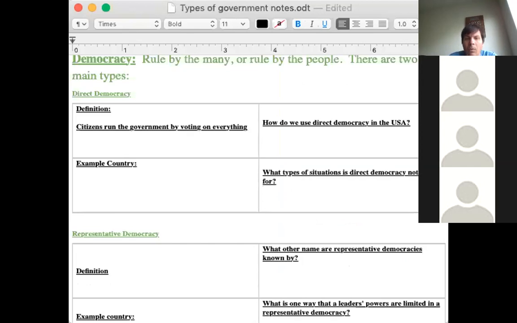It says, what types of situations is direct democracy not suited for? When do you think letting the citizens argue amongst themselves and vote would maybe not be the best idea? Like whether to go to war with a country or something. Okay, that's a great example. How about what's going on right now with coronavirus? Yeah, whether to open up the state or not. Should we reopen the economy?